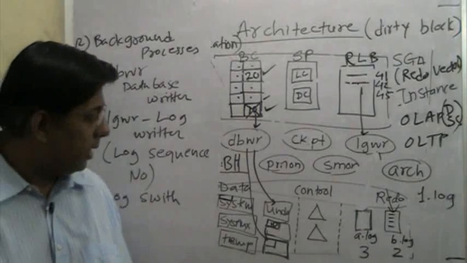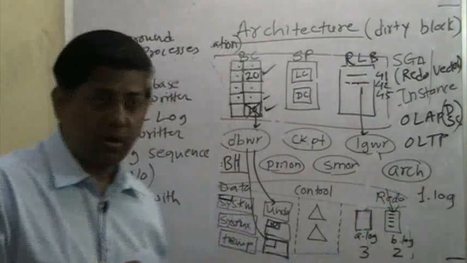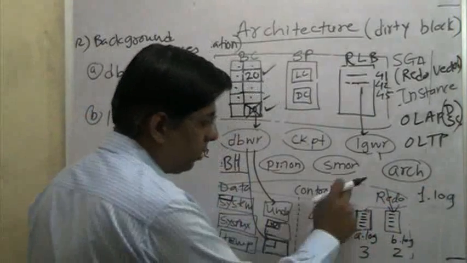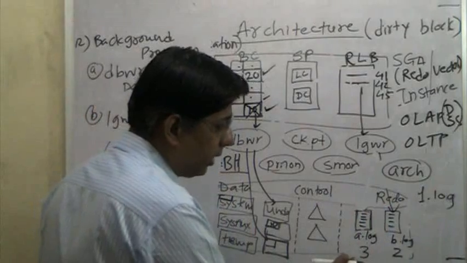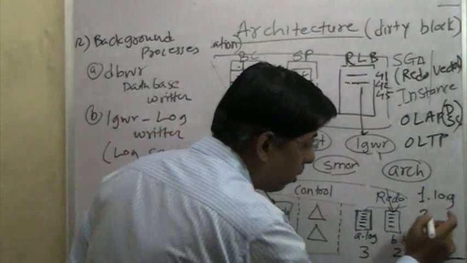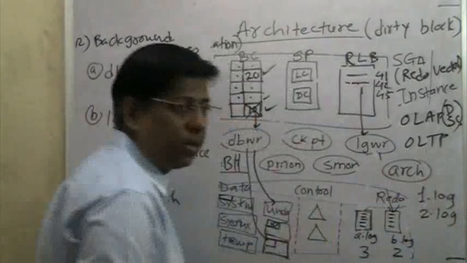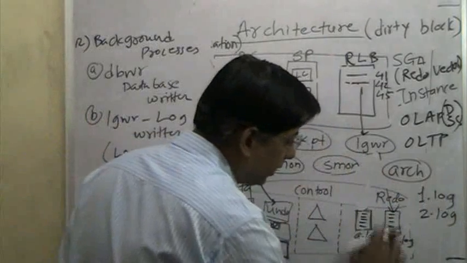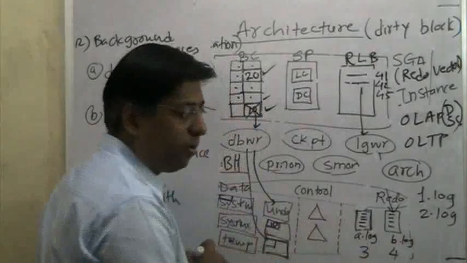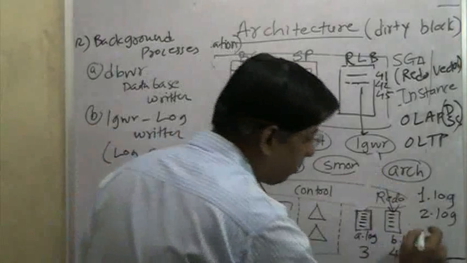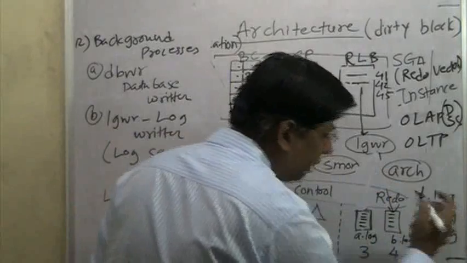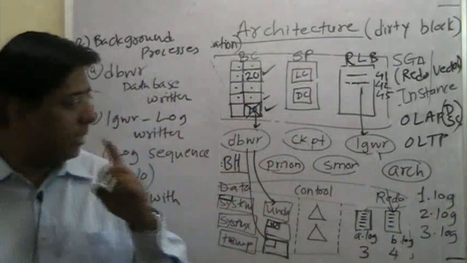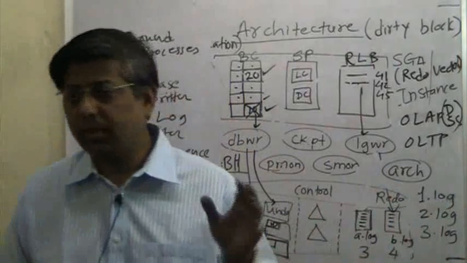So the first file is now 1.log. Now LGWR has overwritten this file. It is log sequence number 3. By that time, hopefully 2.log has also been copied over there. Then LGWR is going to start overwriting this file. The log sequence number of this is now 4, and by that time the archival process will do archiving of 3.log. Likewise.